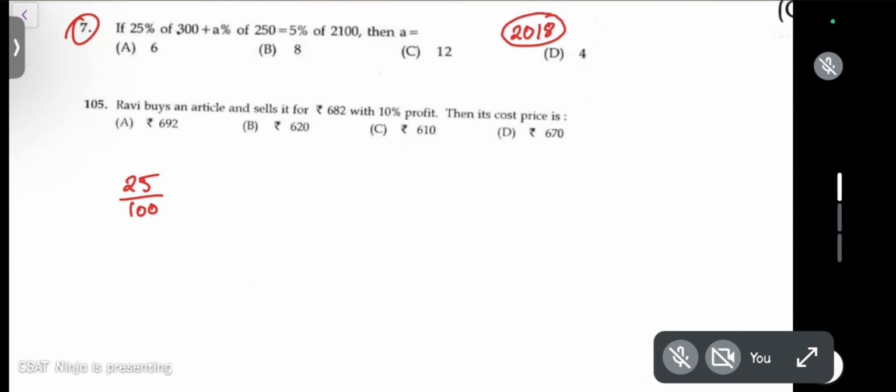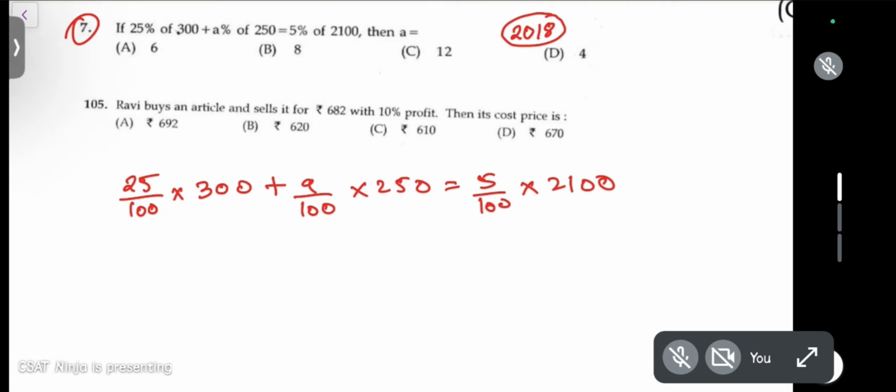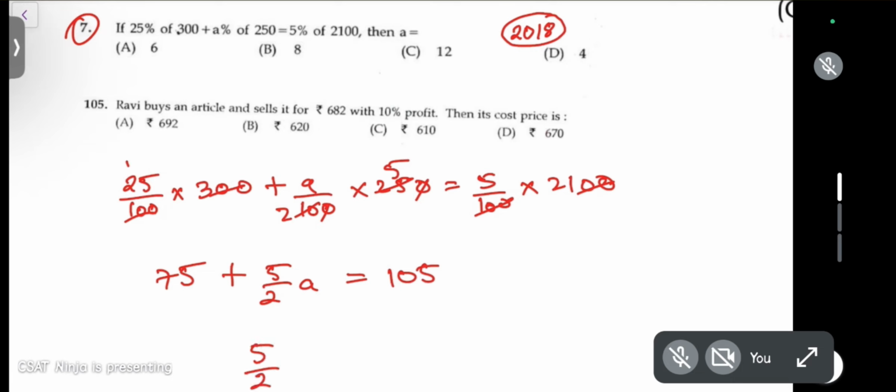25% of 300 plus a%, that means a divided by 100 of 250, is equal to 5% of 2100. We have to find the value of a. So directly we can see this two get cancelled, this one and this one get cancelled, and this one and this one get cancelled. So what do we have here? 3 5s are 15, 3 2s are 6, 75 plus 5 5s are 25, 5 2s are 10. That means 5 by 2a equal to 5 1s are 5, 5 2s are 10. That's what we have. So 5 by 2a is nothing but 105.